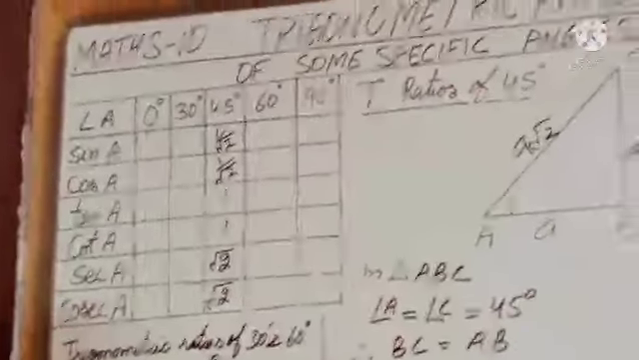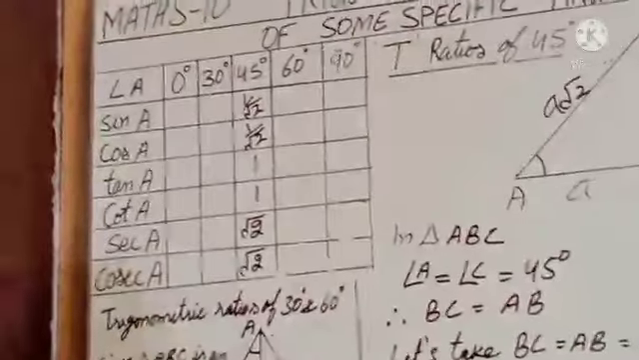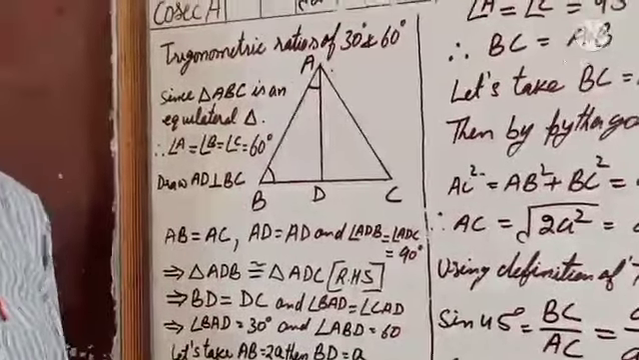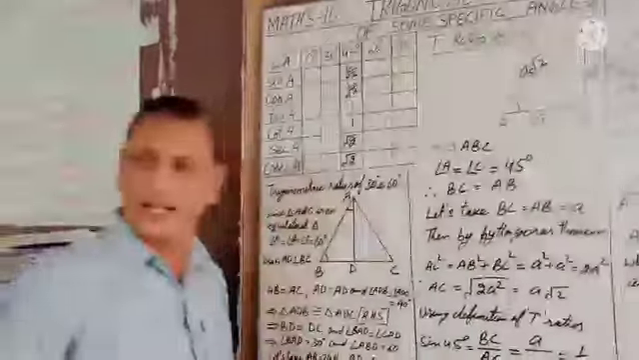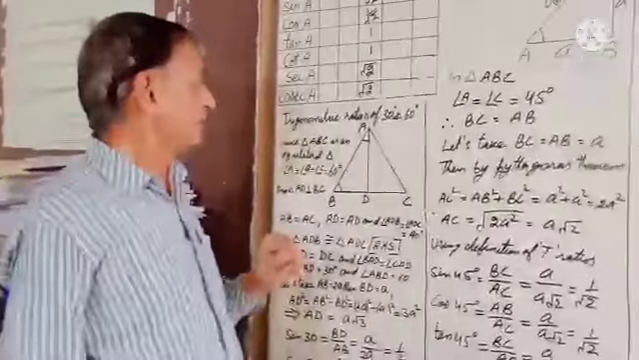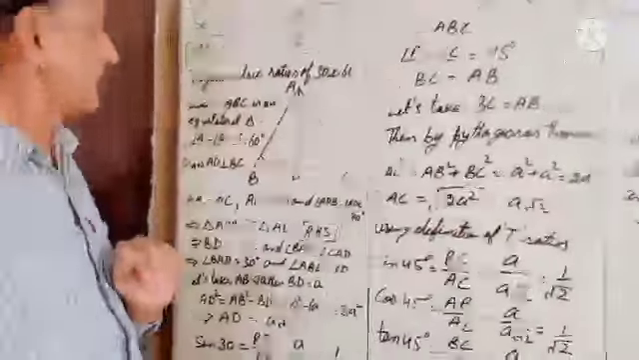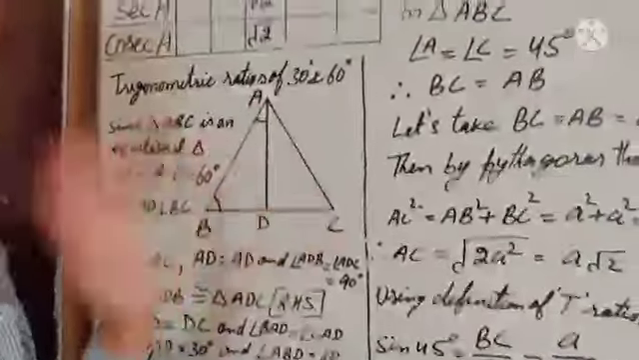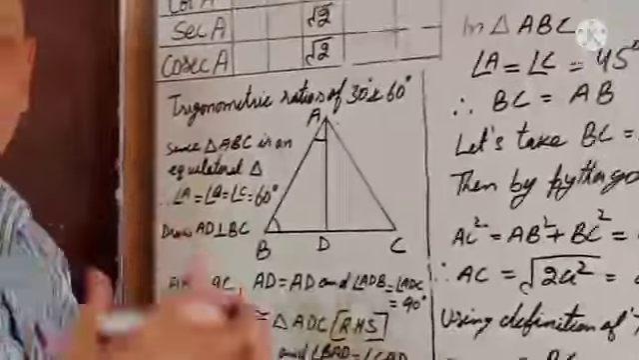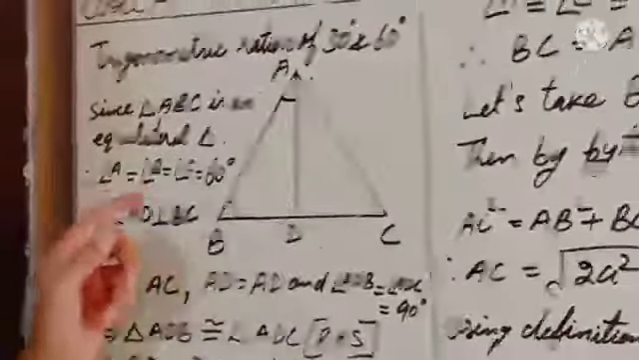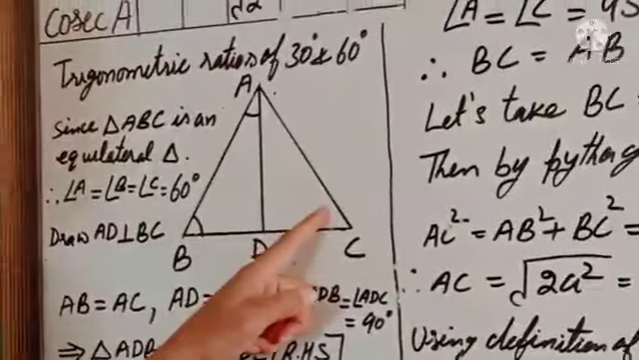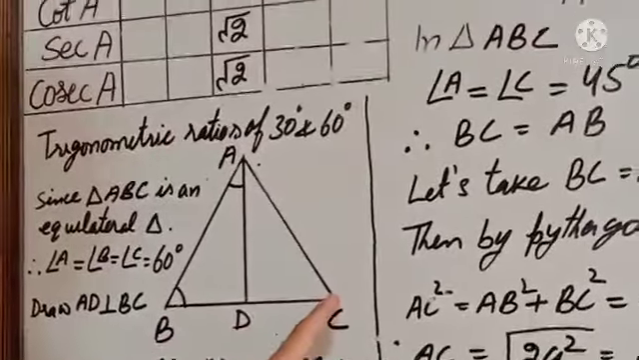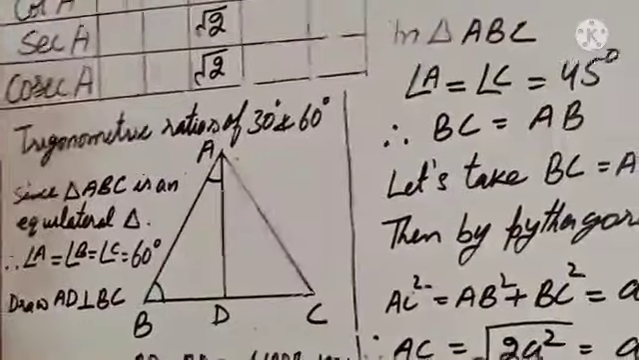Now let's talk about 30. Okay. In this case, what we do is, when we calculate 30 and 60, let's take an equilateral triangle. Let's take an equilateral triangle ABC. Right? Once the triangle is equilateral, that means all the 3 angles are equal. That is 60, 60, 60. And once each one of them is 60, let's have AD perpendicular on BC.